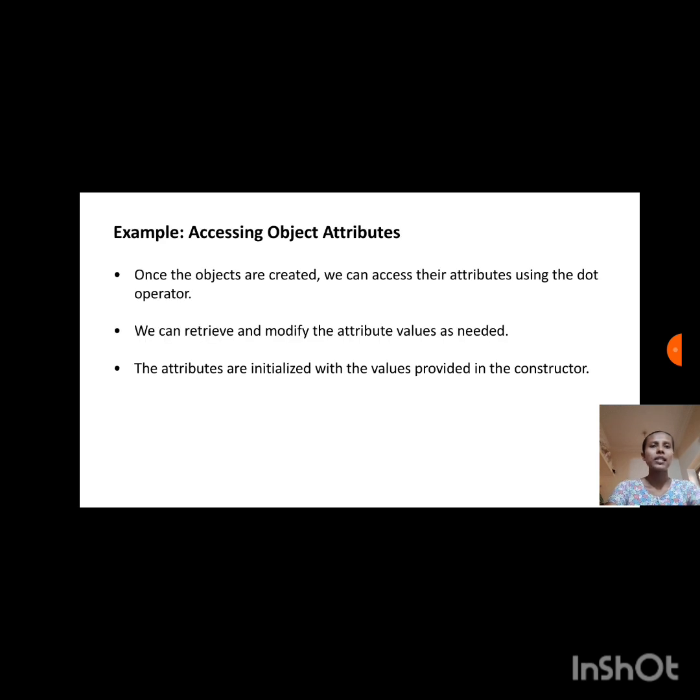Example of accessing object attributes. Once the objects are created, we can access their attributes using the dot operator. We can retrieve and modify the attribute values as needed. The attributes are initialized with the values provided in the constructor.